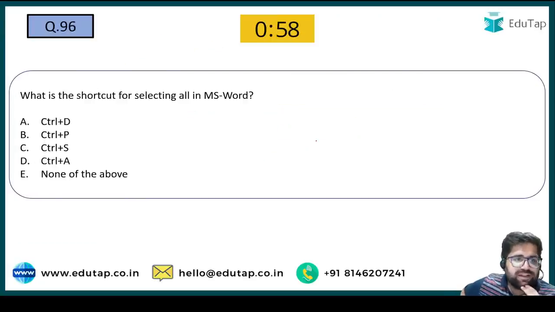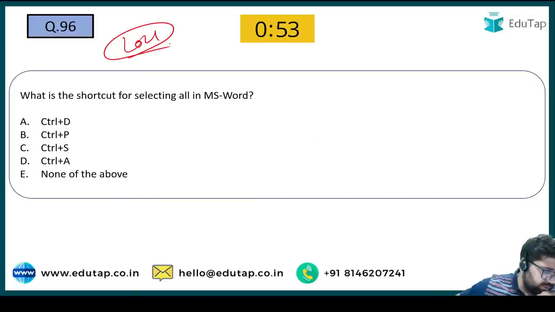Question number 96. What is the shortcut for selecting all in MS Word? Again, taken from your 2021 PYQs. Now, Akshay Mishra has given the right answer for the previous question. I think that is for column. Let me rethink this. I will recheck that, and if there are any changes I have to make, I will make them in the PDF file itself. Question number 97.